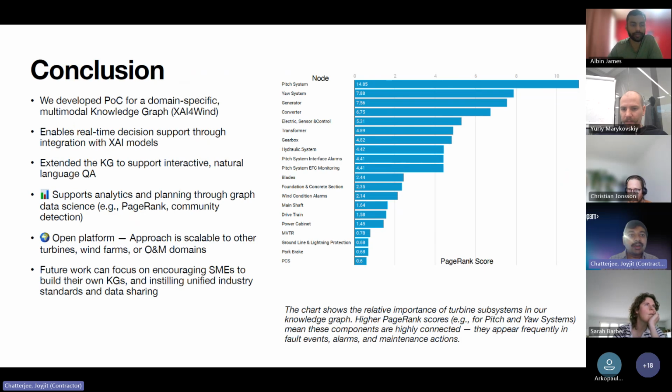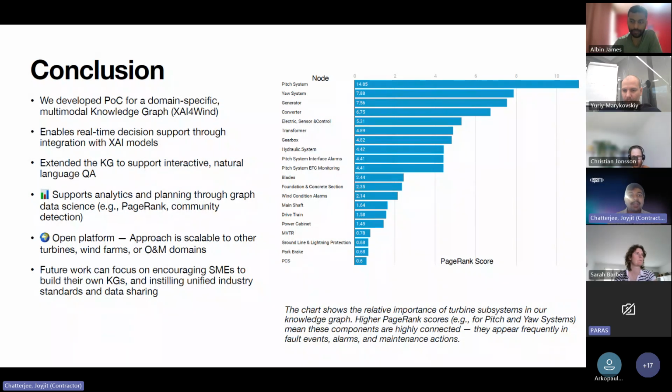And finally, to summarize it all, with this kind of a knowledge graph, you can enable real-time decision support and interaction with explainable AI models.